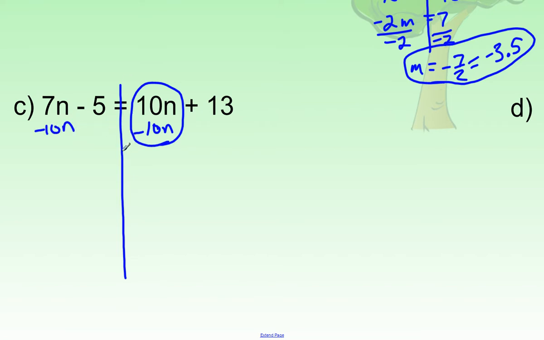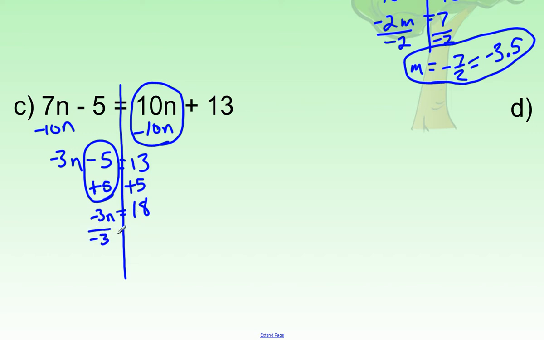So, continuing on, we have our minus 10n, gives me 13 over here, our negative 5 over here, and this math equals negative 3n. Okie dokie, then we're going to add 5 to both sides, giving me negative 3n equals 18. I added 5 to get rid of the minus 5. And let's see, negative 3n equals 18. I need to divide by negative 3. And n equals negative 6.